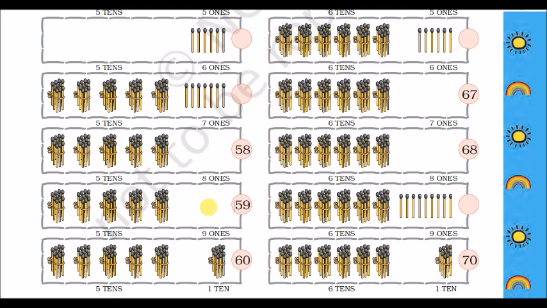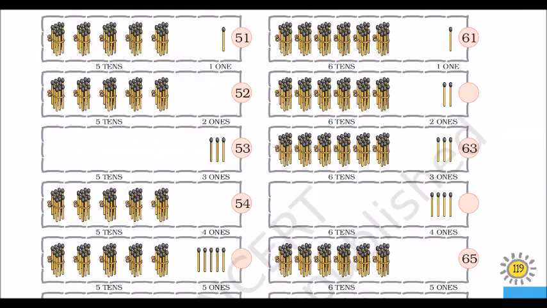5 tens and 9 ones. You have to draw 9 lines. 51, 52, 53, 54, 55, 56, 57, 58 and 59. 5 and 9, 59. 5 tens and 1 ten. 50 plus 10, 60. 6 and 0, 60. 6 tens and 1. 60 and 1, 61.